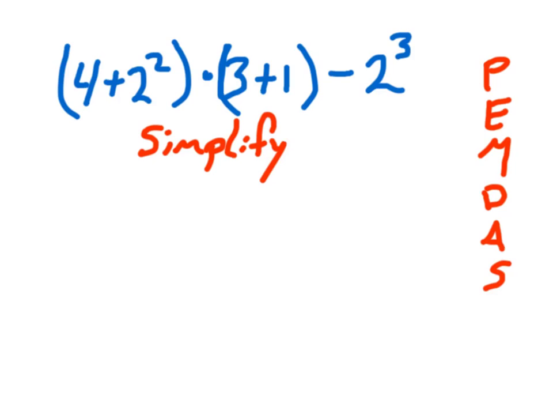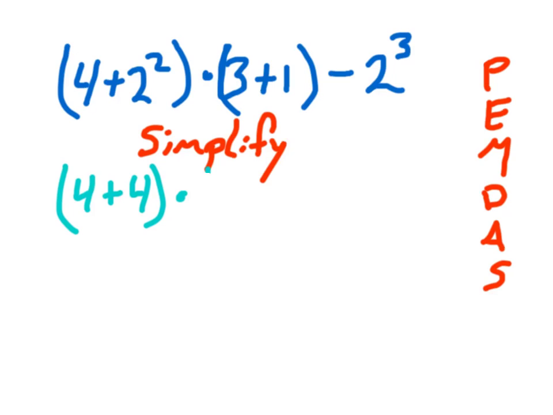So, do we have any parentheses? Yes, we do. So we're going to look first right here at this parentheses. I have an exponent and I have an addition. I have to do the exponent first. So hopefully you're getting a little quicker at this thing. The exponent, that's going to give me a 4 plus 2 times 2 squared is 4.